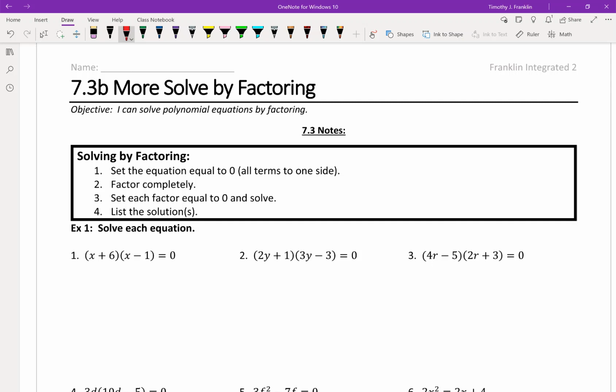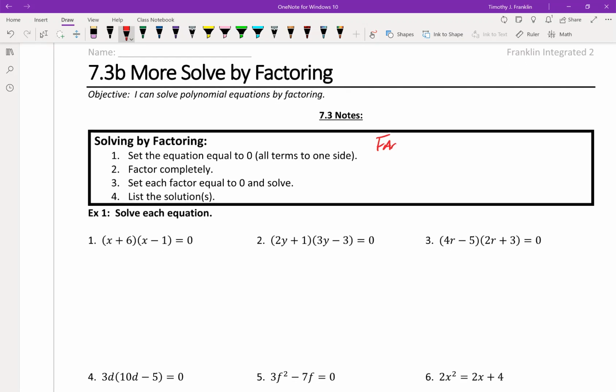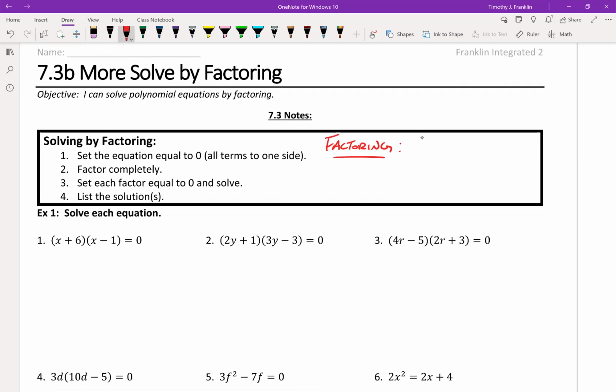So just a reminder, you set the equation equal to 0, so everything on one side and 0 on the other. Factor completely. Set each factor equal to 0 and solve. And again, a reminder, all of the ways that we have learned to factor are GCF. You should always look for a GCF. Grouping if you have 4 terms. The AC method or big X for trinomials. And the difference of squares pattern where you have a perfect square minus another perfect square.